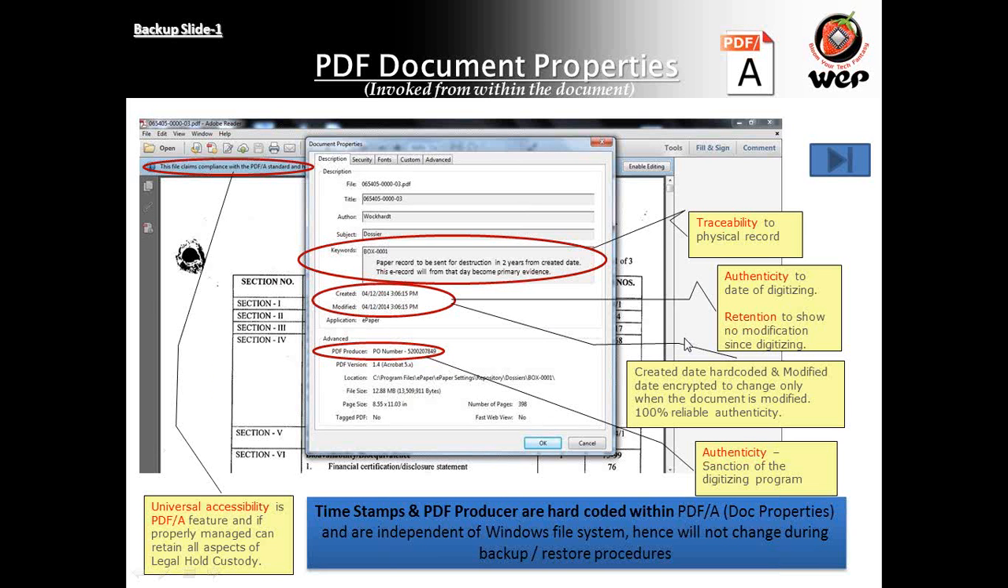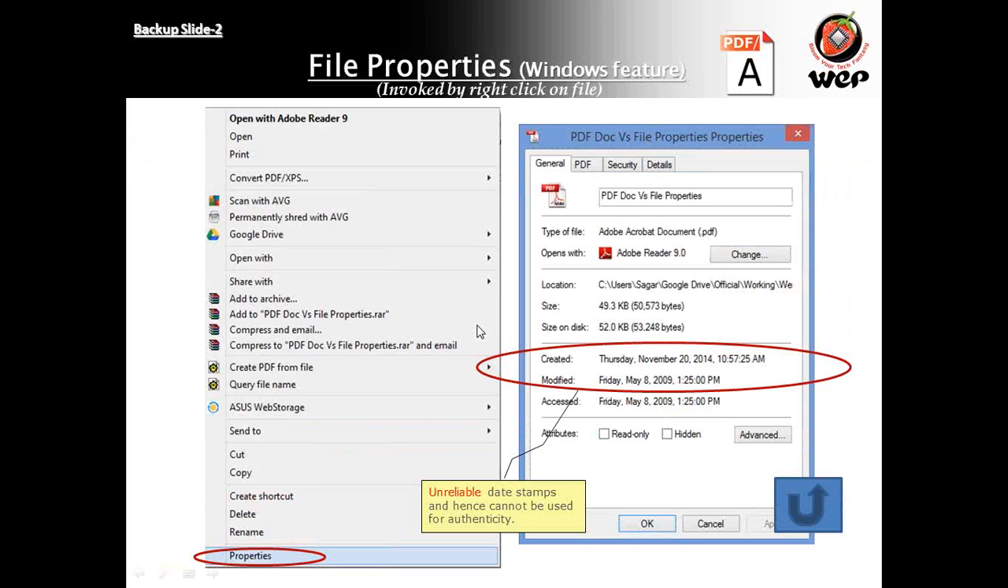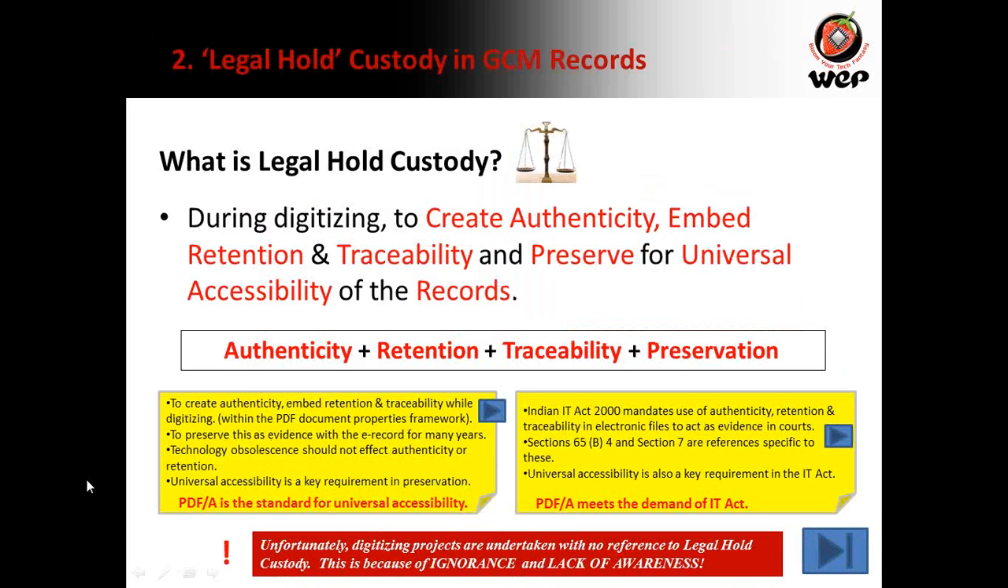And that is exactly the reason why the PDF document properties have emerged as one of the very important aspects of legal hold parameters. To preserve this as evidence within the record for many years is a key requirement when one talks about legal hold custody. Of course, there is technology obsolescence, which should not affect the file that has been created. The authenticity and the retention should continue to be a part of the embedded program. And that is where universal accessibility becomes a key requirement in preservation.